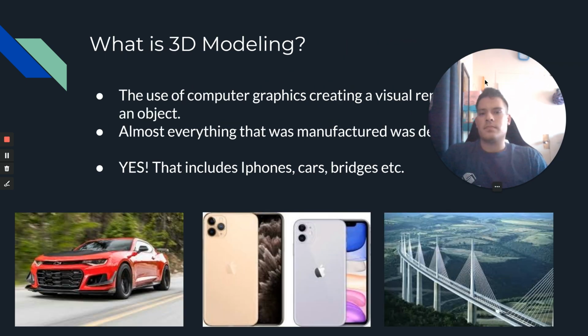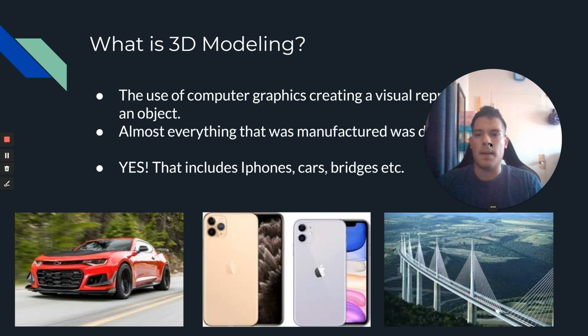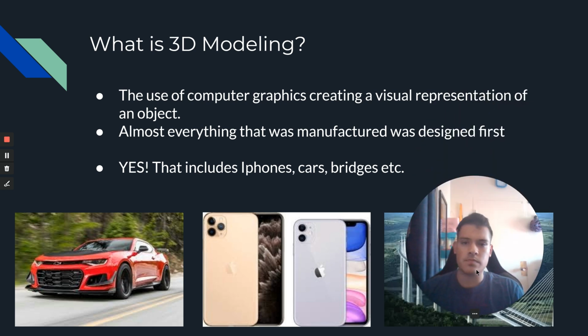So what is 3D modeling? It is the use of computer graphics in creating a visual representation of an object. So it's basically creating using online software. CAD stands for computer aided design, which is the same thing as 3D modeling. We're going to be using it later today with an exercise.